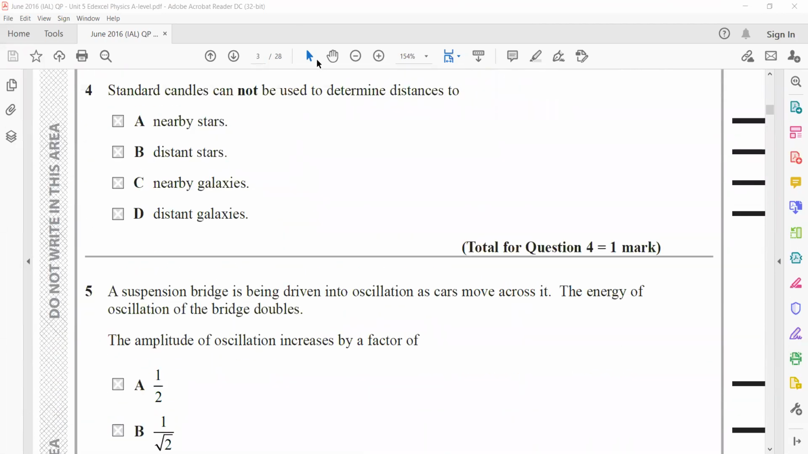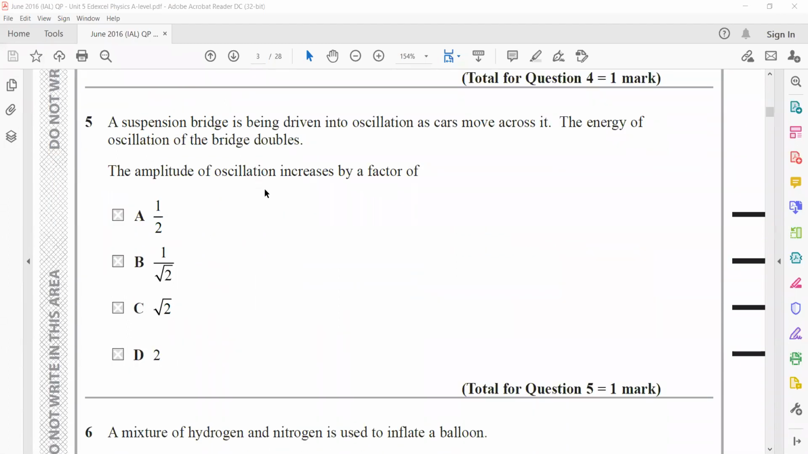For question 4, which cannot be used to determine the distance with a standard candle? It can be used for nearby stars, because the main idea of a standard candle is that we consider that they have a known luminosity. For distant stars also it can be used, nearby galaxy can be used, but not for distant galaxy because we are not sure of their luminosity. So D is the right answer.